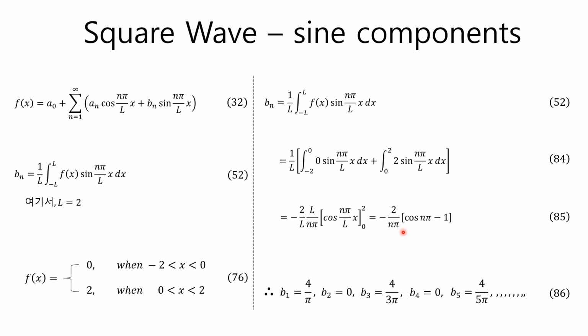By sequentially substituting values such as 1, 2, 3, 4, and 5 for n in equation 85, you can obtain all Bn values of each term of the Fourier series, as shown in equation 86. Here, we can see that when n is an even number, the coefficient Bn values are all 0.